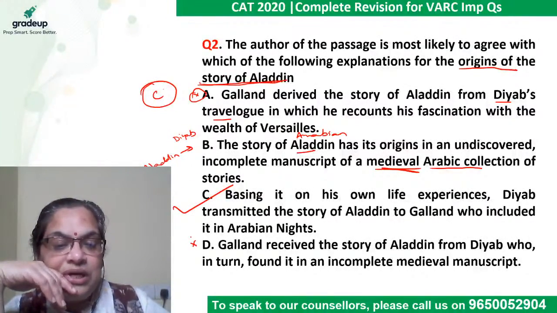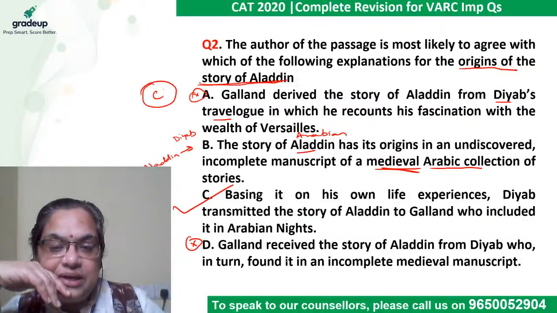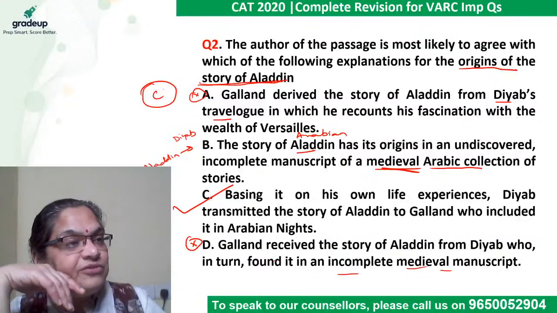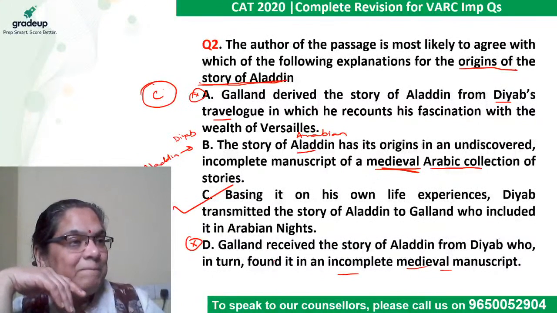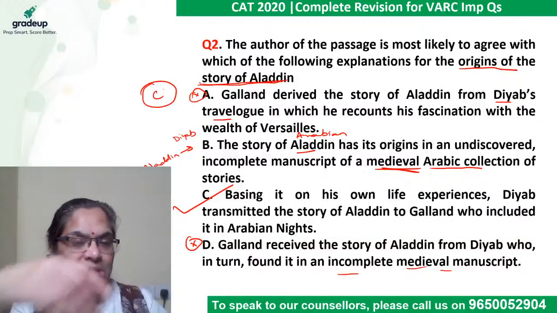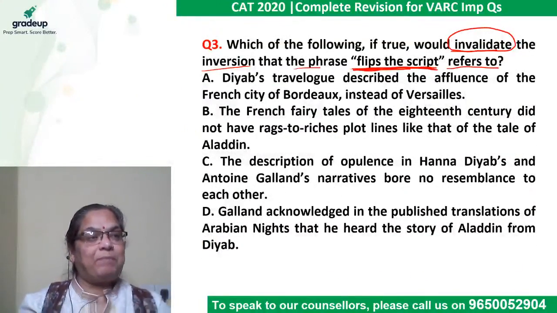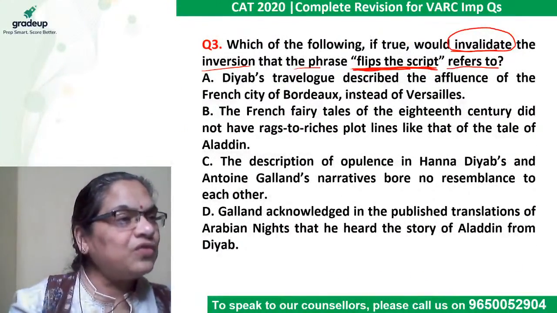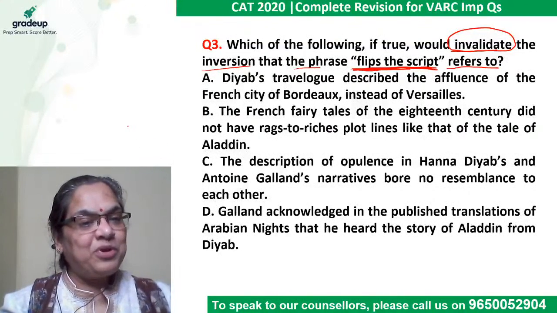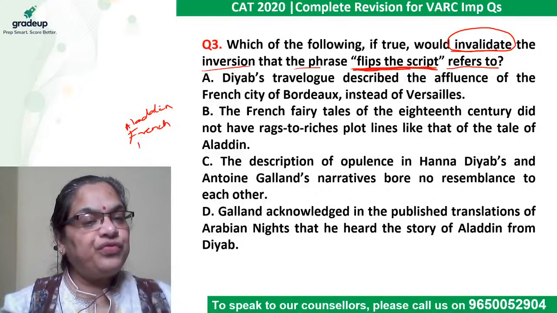It never told us that Diab found it in an incomplete medieval manuscript. This is wrong. So the answer for 2 is C. Understood? Okay. Question 3. Flip the script. Now you understand what the script was. What was the script? That the story of Aladdin was inspired by a French fairy tale.